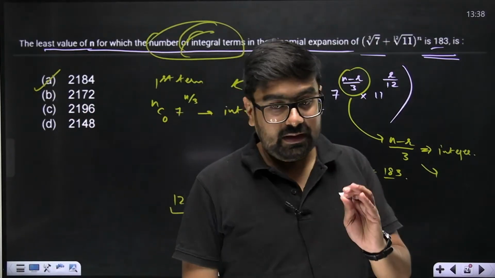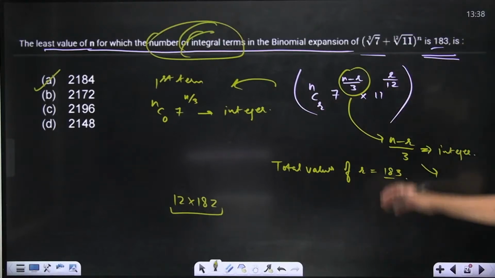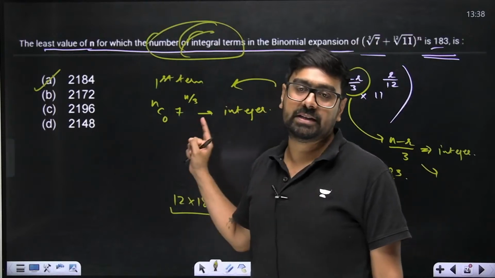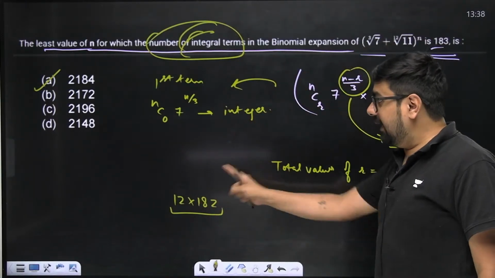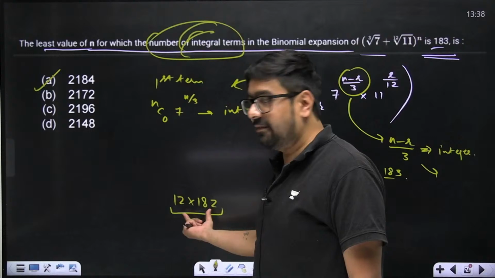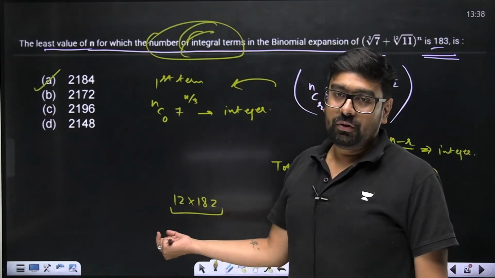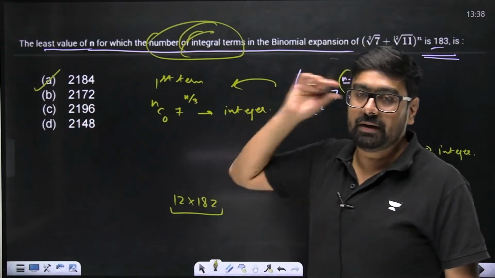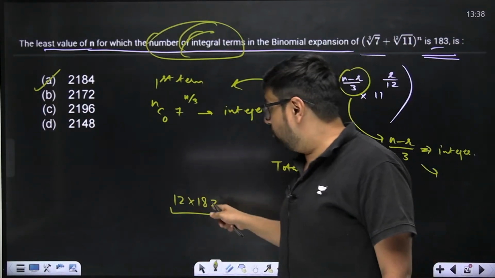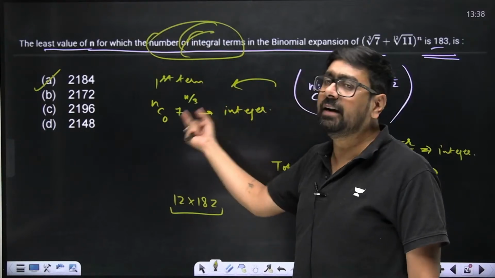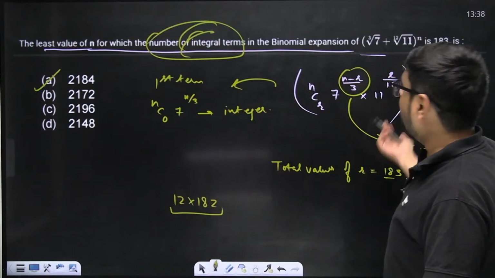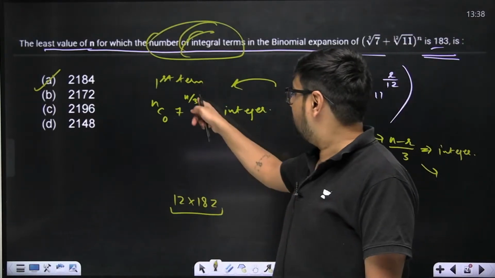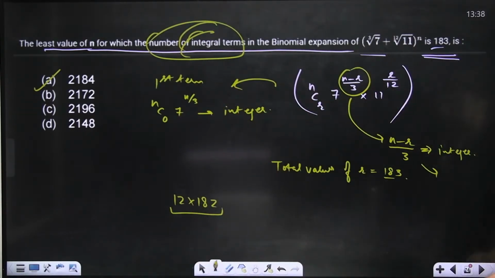Very important, very conceptual question. The solution is not very big, it is very simple. You have to understand that the first term will also be an integer. Many students will reach till here and multiply 12 with 183, because they'll simply understand that r should be a multiple of 12 and there will be 183 multiples of 12. But 183 is wrong. 12 should be multiplied with 182, because the first term will definitely be an integer. If r is a multiple of 12, then (n minus r) by 3 will be an integer and n will be a multiple of 3. That means this will be an integer term. Let's go ahead.